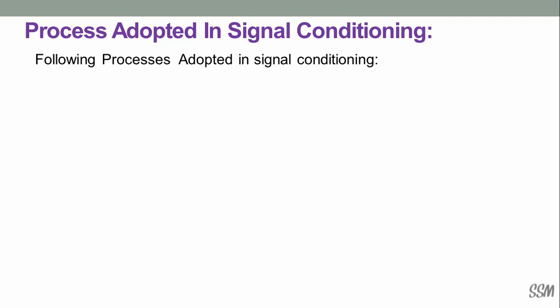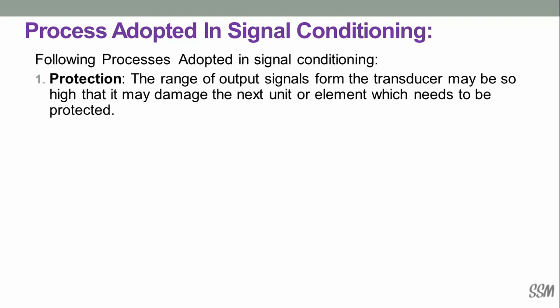The process adopted in signal conditioning. The following steps are adopted in signal conditioning. The first step is protection. The range of the output signals from the transducer may be so high that it may damage the next unit or element, which needs to be protected. For example, if a high voltage or current signal is fed to a microprocessor, it will get damaged. The microprocessor can be protected by employing a series of current limiting resistors and using a step down transformer if voltage is too high, or by using polarity protection, or by using a voltage limiting circuit, etc.